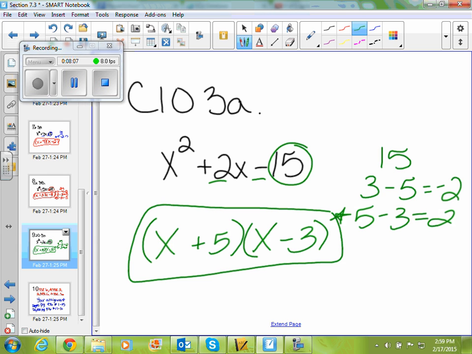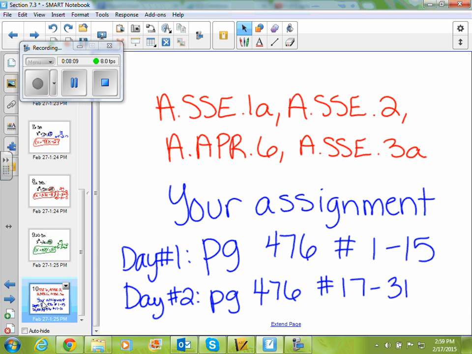Alright, so we're going to work on this today and tomorrow. Your goal is to get through 1 through 15. Notice that we're skipping 16, and then tomorrow we'll do 17 through 31. If you finish 15, then just keep going into 17 through 31. Keep going into day 2. Okay? You also need to make sure you get your 7.2 turned in today because that will go on ICU.